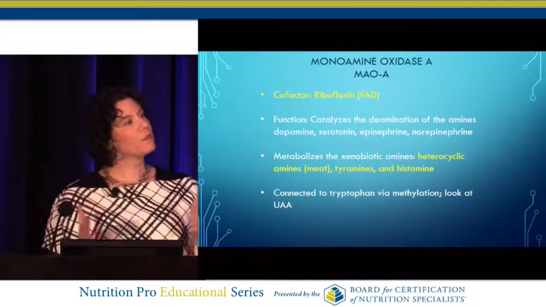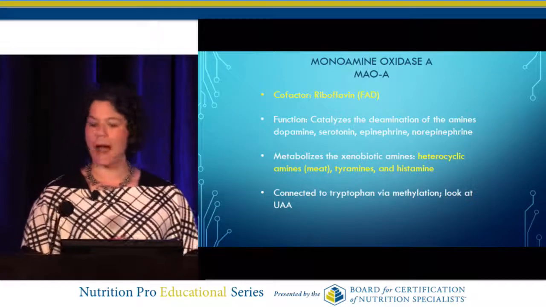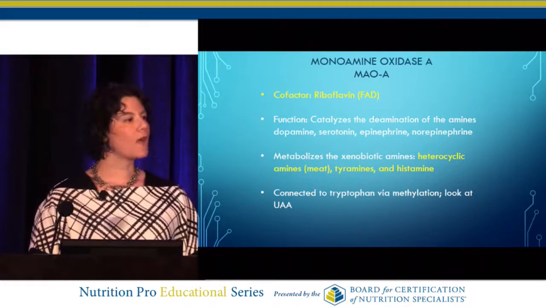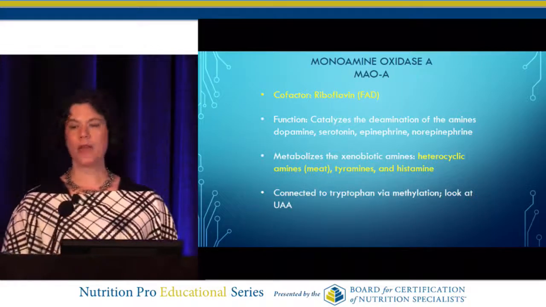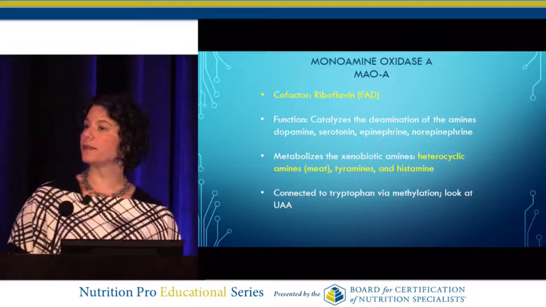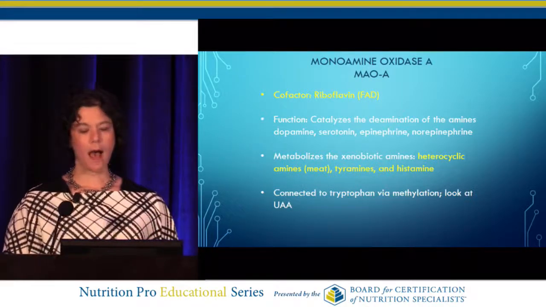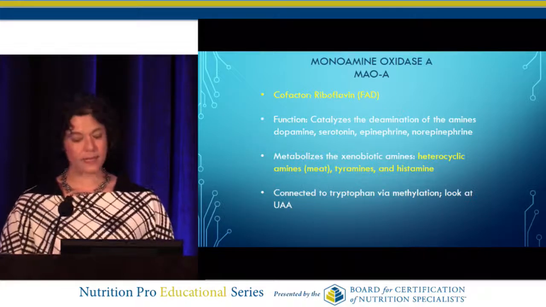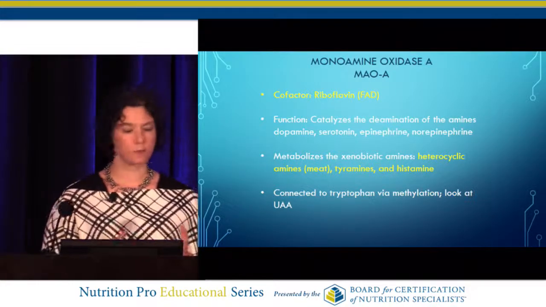All right, let's move into our monoamine oxidase A, or MAO-A. This particular cofactor is FAD, which is assisted by the vitamin riboflavin. And this is important for the deamination of all of our amines. So that's dopamine, serotonin, norepinephrine, and epinephrine. But it's also xenobiotic amines, things like heterocyclic amines in our meats, tyramines, and histamine.